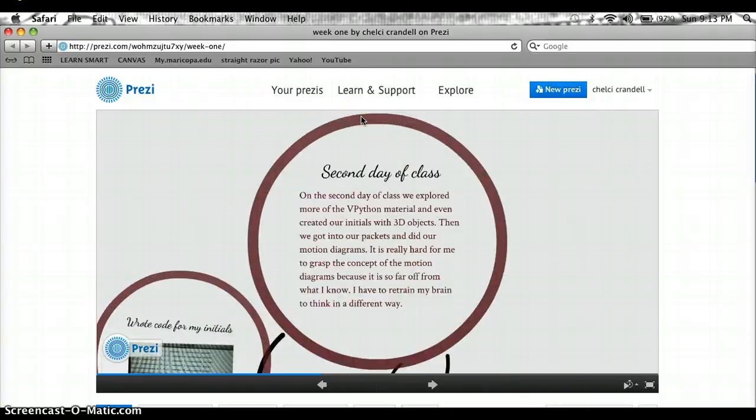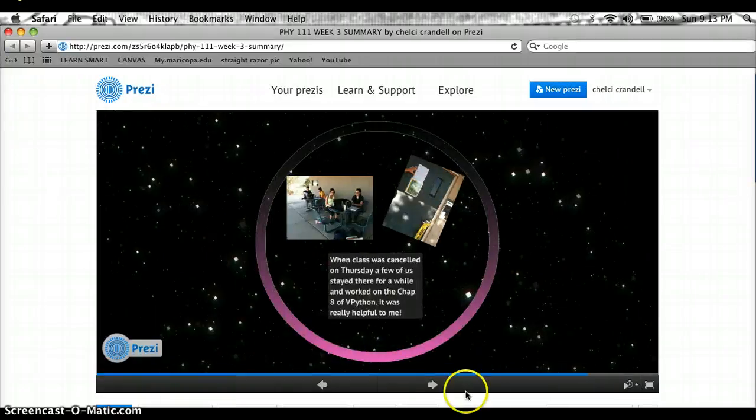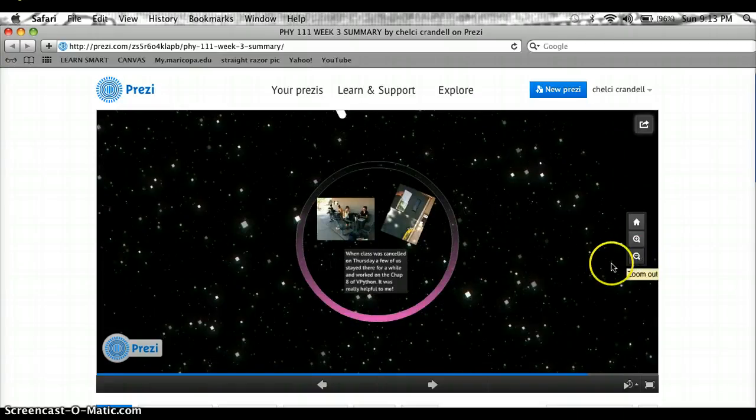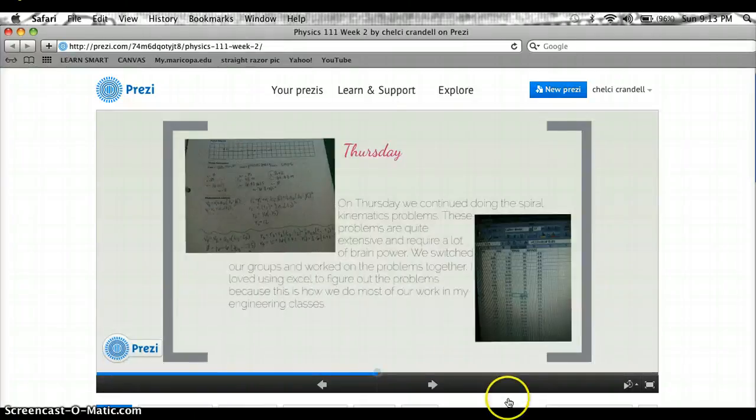Second day of class, we did the same thing with the VPython. And then we got into the motion diagrams, which I was very confused by. I didn't know which way was up and down at that point. I was just very confused. This is my week 2 Prezi. Or sorry, that one's week 3. Here's my week 2 Prezi.